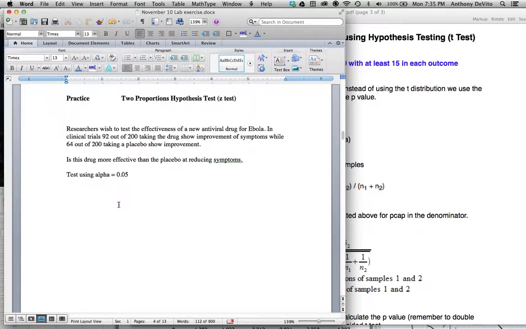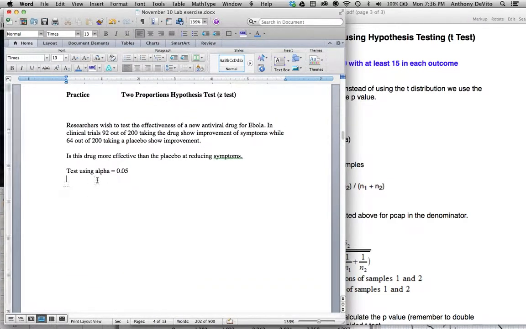Now, in our practice, we have, as an example, researchers wishing to test the effectiveness of a new antiviral drug for Ebola. In clinical trials, 92 out of 200 people taking the drug showed improvement of symptoms, while 64 out of 200 taking a placebo showed improvement. So you have two groups. One group is taking the drug, the other group is taking a placebo. I'm going to call those two proportions P cap drug and P cap placebo.